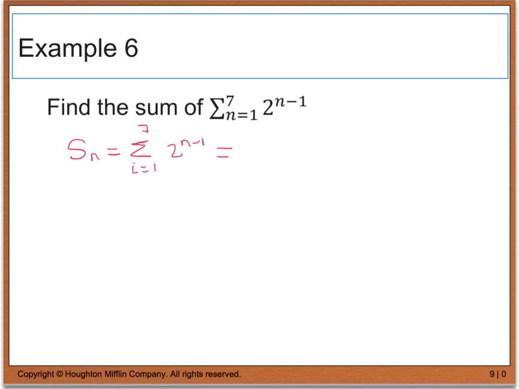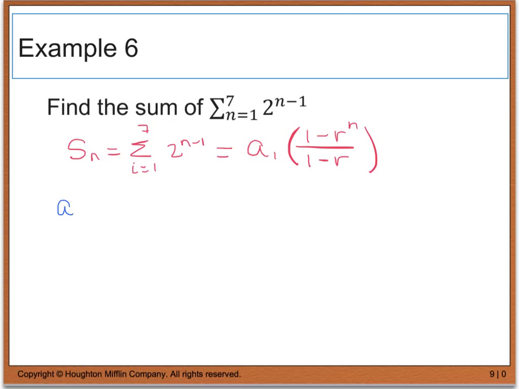the first thing we need to do is find the first term, or a sub 1, and multiply it by 1 minus our common ratio r raised to the power of n, divided by 1 minus that common ratio r. So the first thing we need to do is identify everything. We need to know what our first term is, what our ratio is, and then we also need to find our number n.